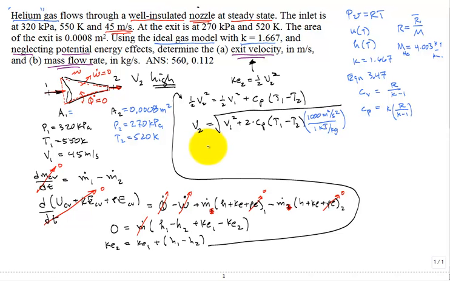So let's go ahead and substitute some numbers. It comes in at velocity V1 of 45 meters per second. I'm going to run out of space, so I'm not going to put those units explicitly in there. We'll have plus 2,000 times c sub p. Well, we do a little bit of work. We know the molar mass, we know R bar, we get R. c sub p is k times R divided by k minus 1. For this problem, c sub p boils down to 5.1924 kilojoules per kilogram Kelvin.